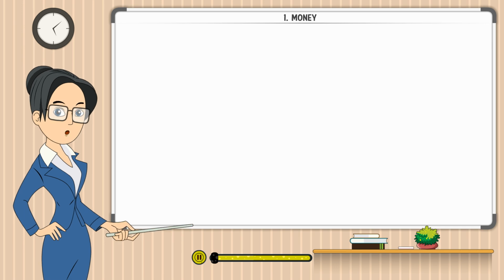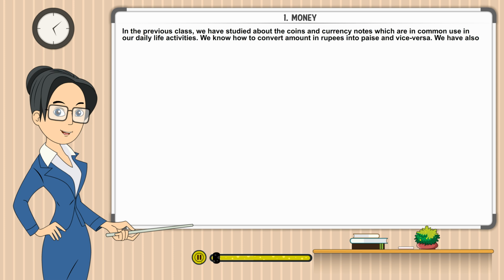Chapter 1. Money. In the previous class, we have studied about the coins and currency notes which are in common use in our daily life activities. We know how to convert amount in rupees into paise and vice versa. We have also learnt about addition, subtraction, multiplication and division of money. Let us first revise the same through an exercise.